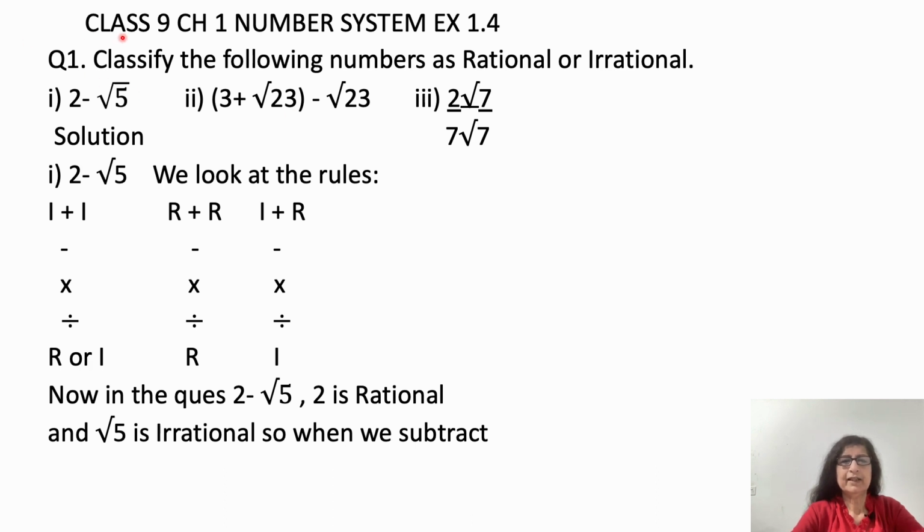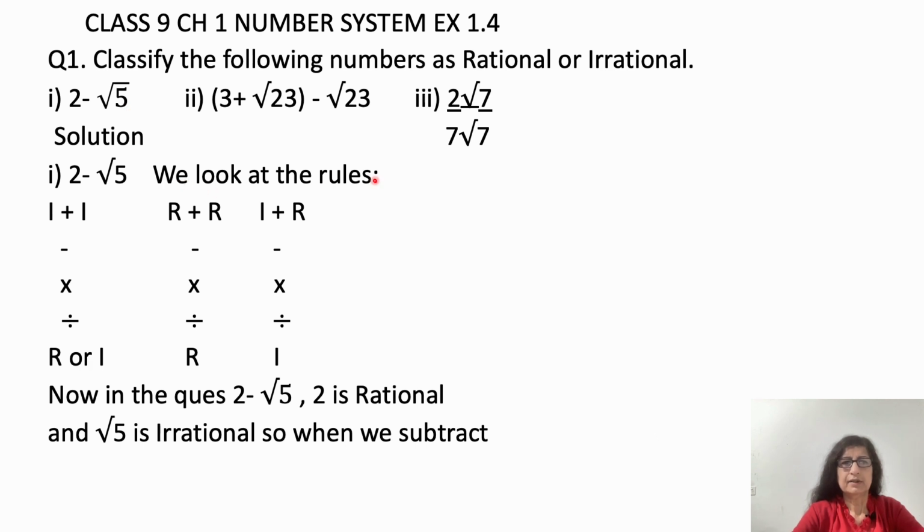Today we will be doing Class 9, Chapter 1, Number System, Exercise 1.4. Let's start with question number 1. Classify the following numbers as rational or irrational. Part 1 is 2 minus under root 5.